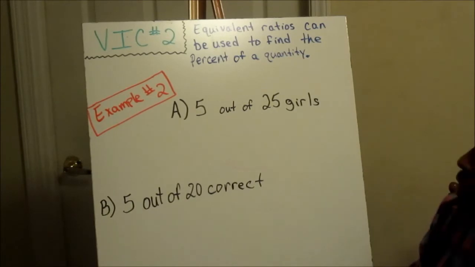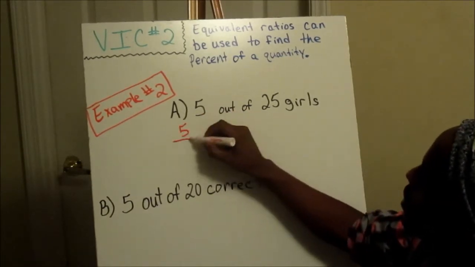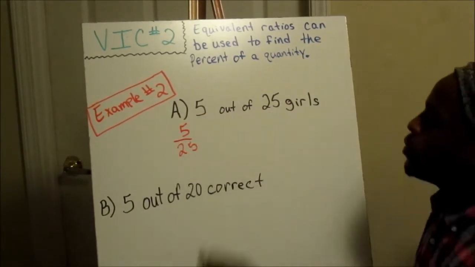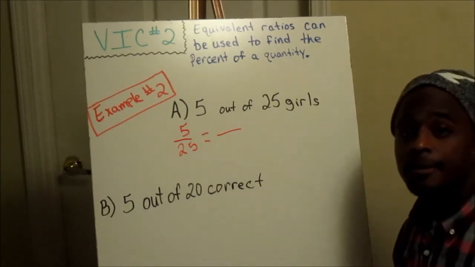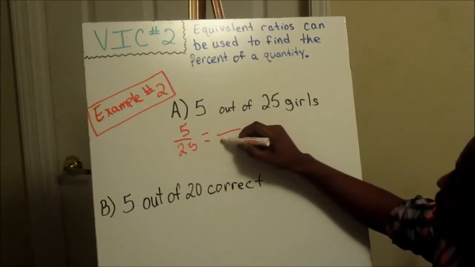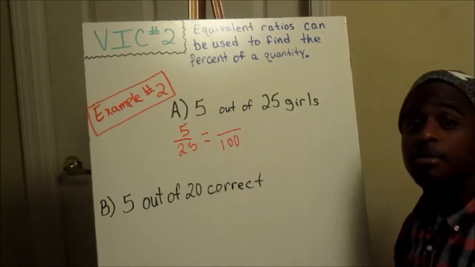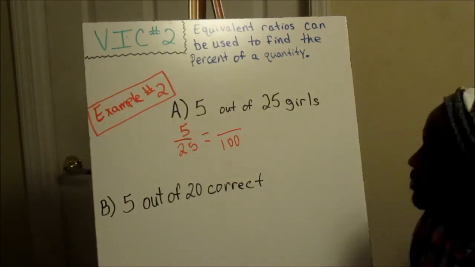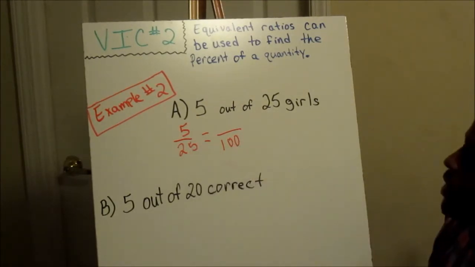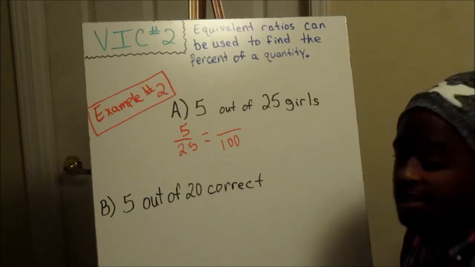So 5 out of 25 were 10th graders, so I'll write the ratio. And to turn it into a percent, I want to see how much is out of 100, because remember, percent means out of 100, so I'll put 100 there. And now I can make my equivalent fractions or equivalent ratios. They all mean the same thing.